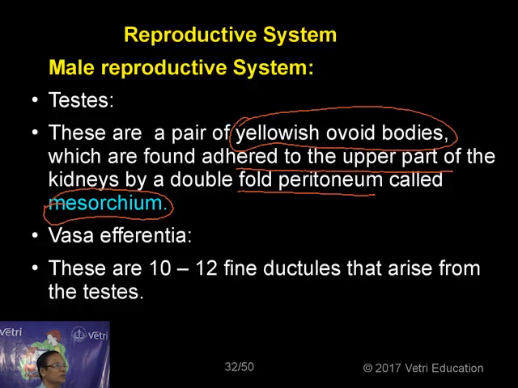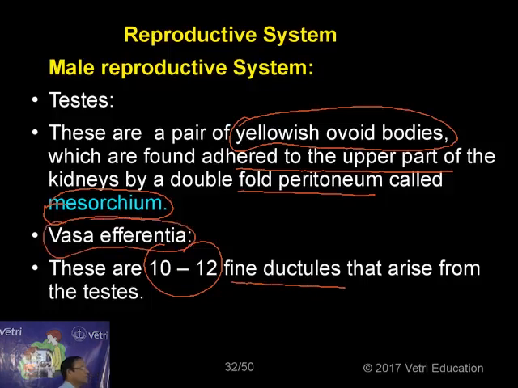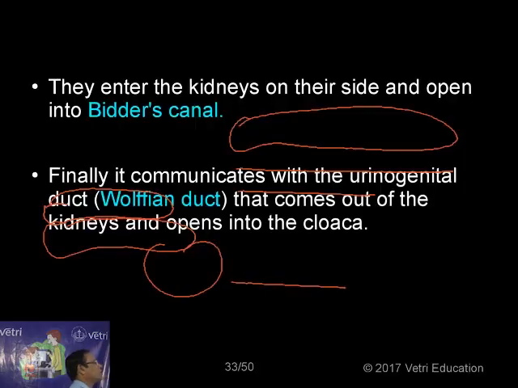Now from the testis, nearly 10 to 12 minute ducts, fine duct tubes, arise, and they are together called vasa efferentia. The minute ducts, 10 to 12 in number, arising from each testis, are called vasa efferentia. Singular vas efferens, plural vasa efferentia. Now these vasa efferentia from the testis, which is present outside the kidney, enter the kidney and open into a canal. The name of the canal is Bidder's canal.